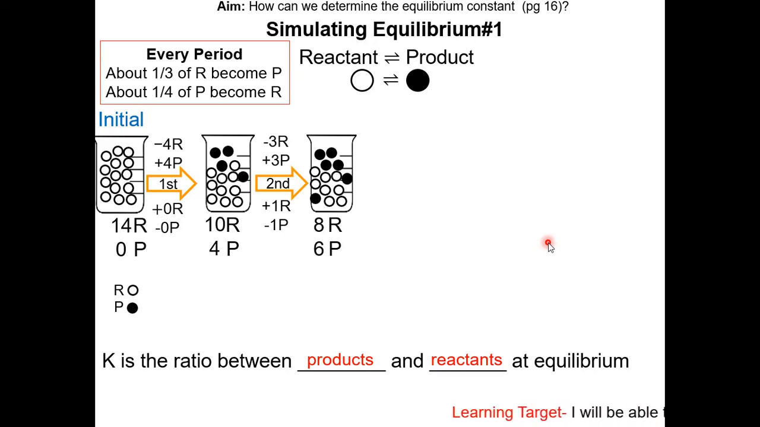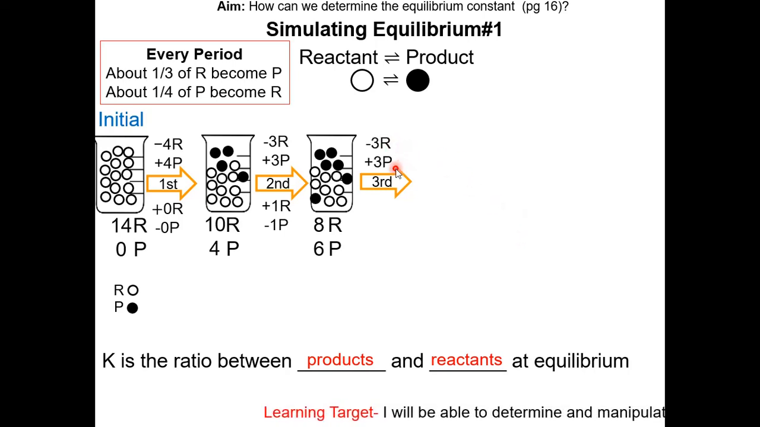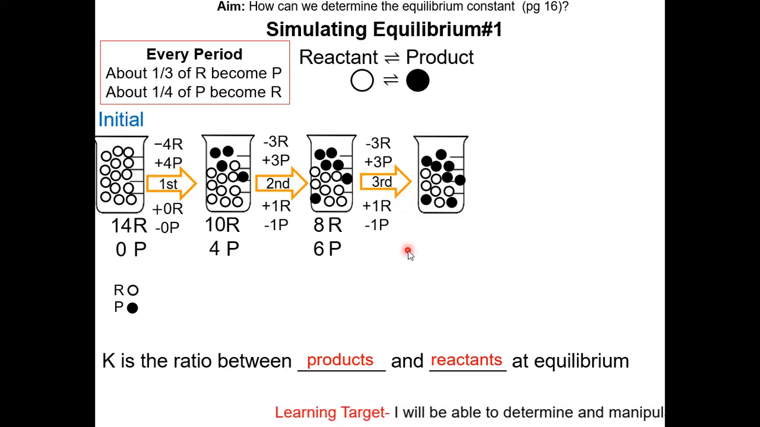In the next period, for the forward reaction, about 1/3 of reactants become products. 1/3 of 8 is roughly 3, so 3 reactants become products. In the reverse reaction, about 1/4 of products become reactants. 1/4 of 6 is roughly 1, so 1 product becomes 1 reactant. In total, we still have 14 particles. We have 6 reactants and 8 products.